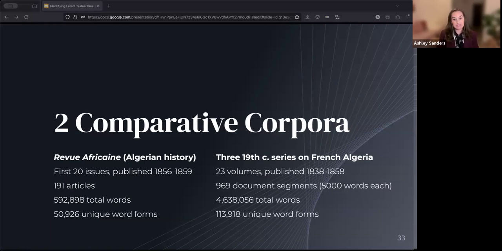I also decided to do a much larger test with a corpus that, while I was familiar with the context, I hadn't read. So the next corpus I tested this on included 3 19th century series on French Algeria, which included 23 volumes published around the same time frame, so 1838 to 1858. It included 969 documents, in this case, document segments, split into 5,000 words each, for a corpus total of more than 4.5 million words, so a much larger test with over 113,000 unique word forms.